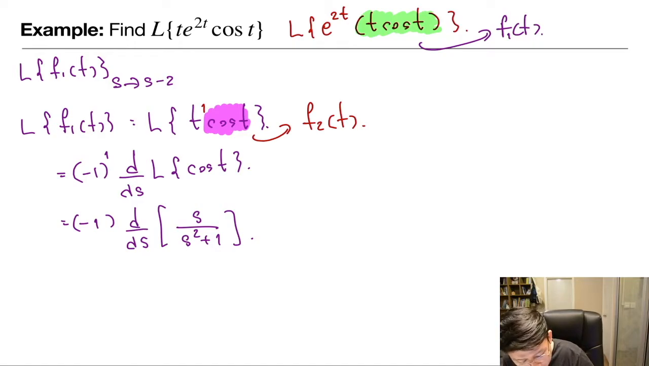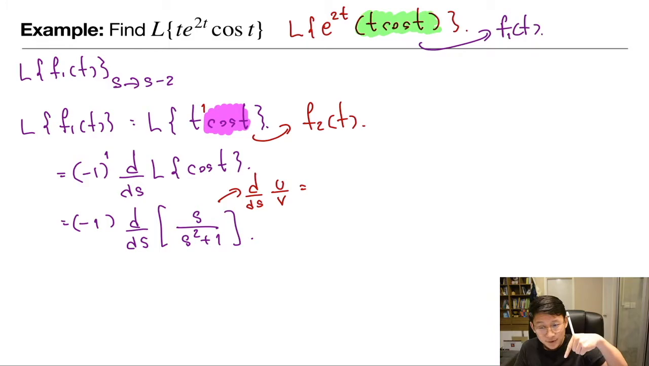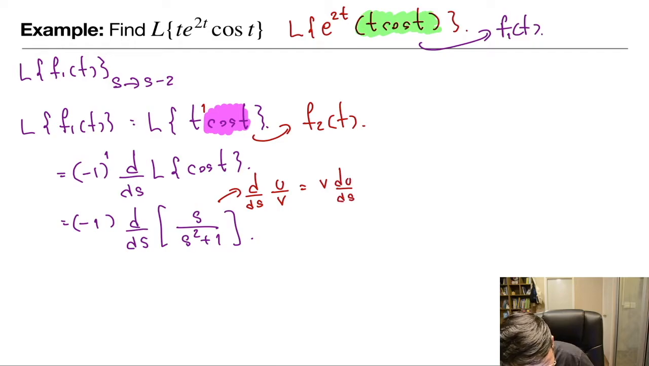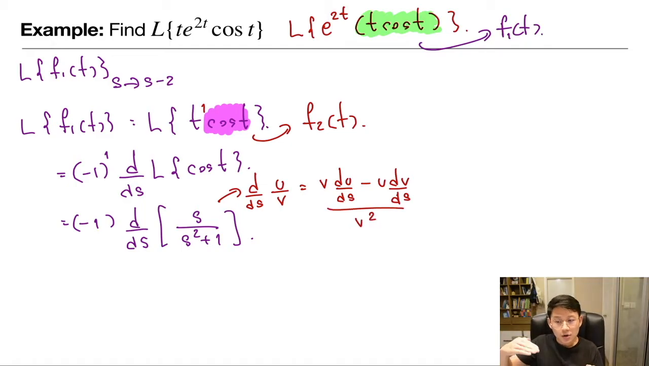formula d by ds of u divided by v. That would be low d high, minus high d low, divided by low squared. Okay, low d high minus high d low divided by low squared. Okay, that's the formula for the derivative of a quotient.